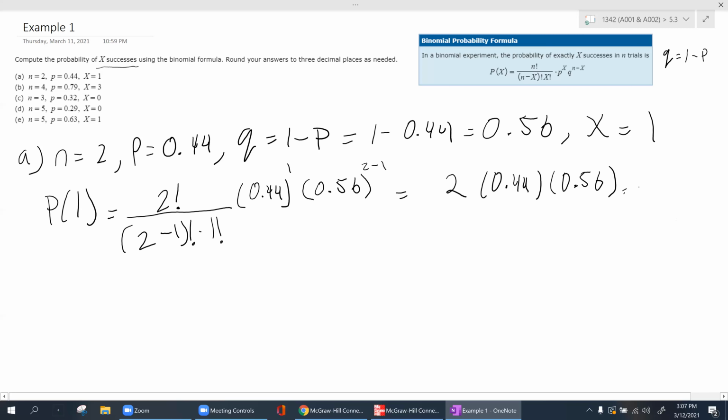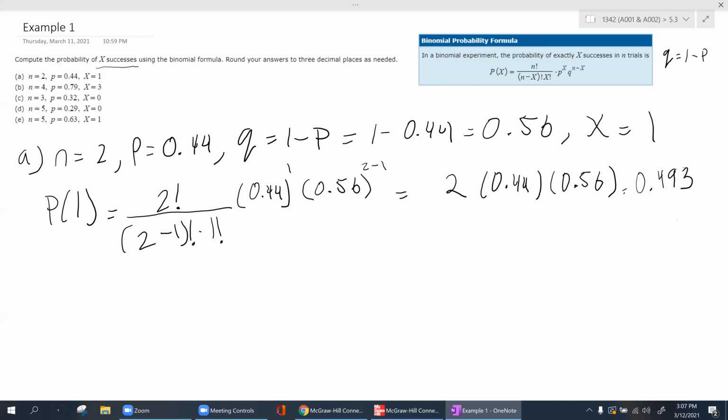Whenever we plug those in, I get, to 3 decimal places, my answer: the probability of success would be 0.493. This is A.